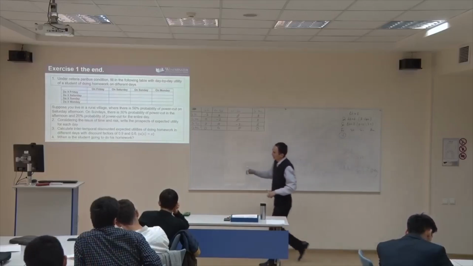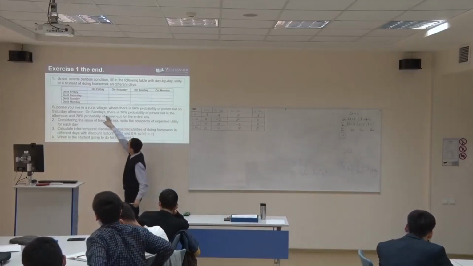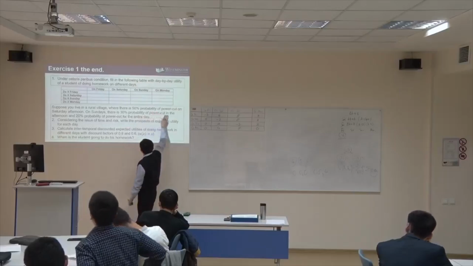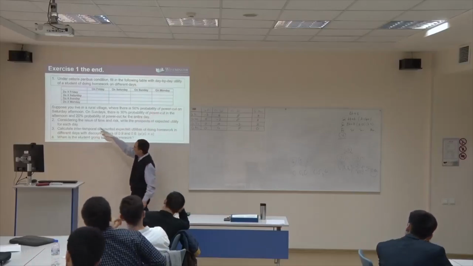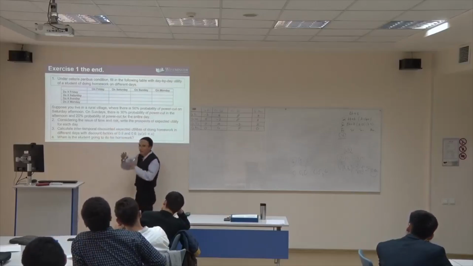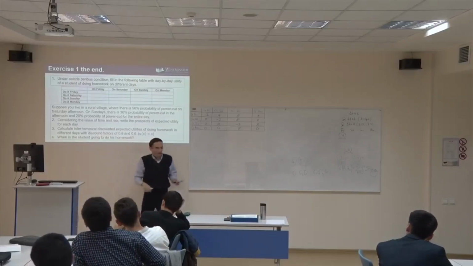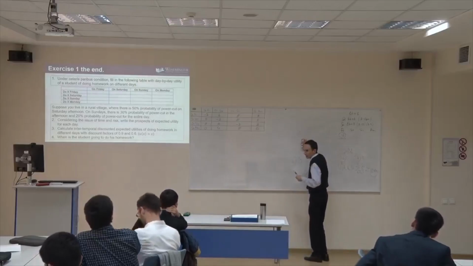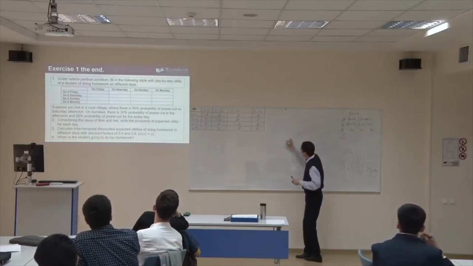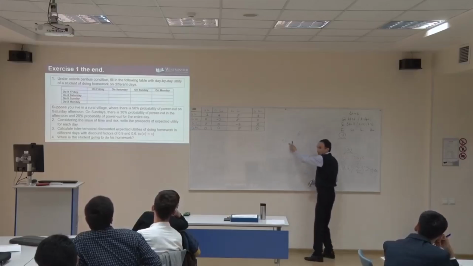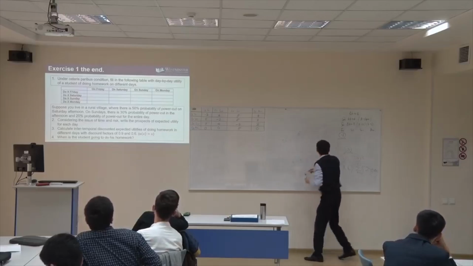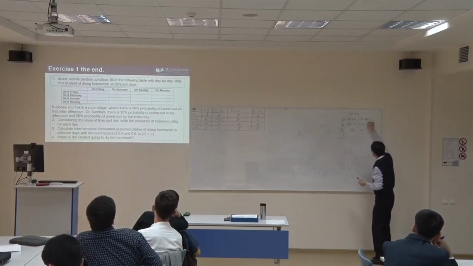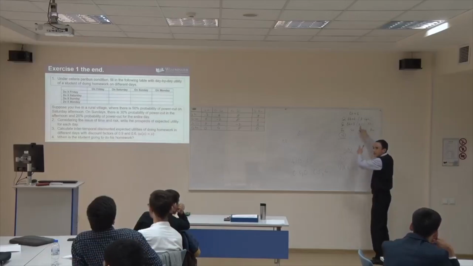And now, look. On Sundays, there is 30% probability of power cut in the afternoon, and there is 20% probability of power cut for the entire day. So, on Sunday, the utility I usually get is 8, right? And there is 30% probability that in the afternoon there will be no electricity. If in the afternoon there is no electricity, I cannot play in the afternoon, but I can play in the morning.